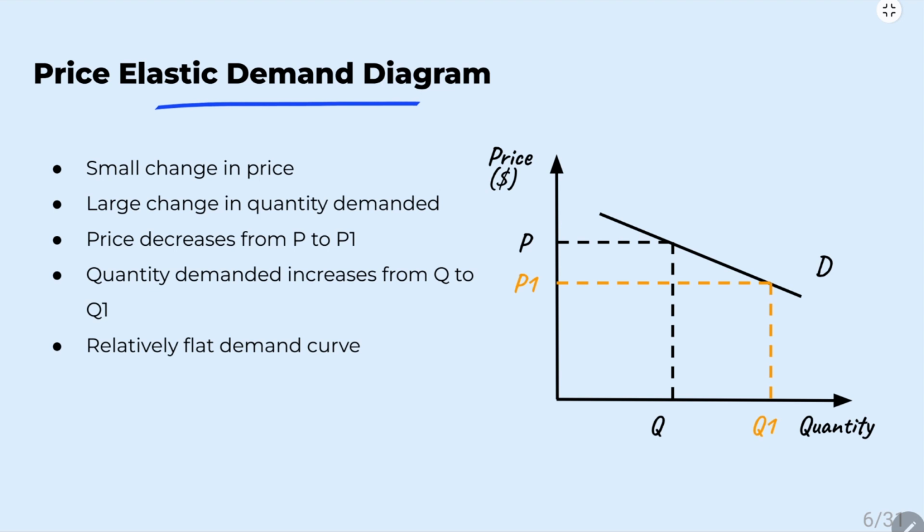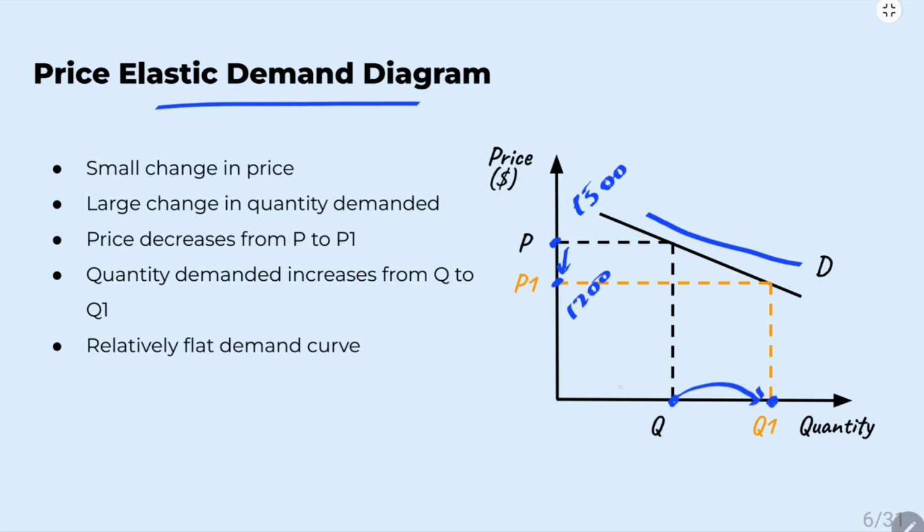This diagram shows price elastic demand. Notice that the demand curve is relatively flat. A relatively flat demand curve means consumers are highly responsive to price changes. In the diagram, price falls from P to P1. For example, imagine the price of a premium gaming laptop falls from $1,500 to $1,200. Because the product becomes cheaper, quantity demanded increases significantly from Q to Q1.